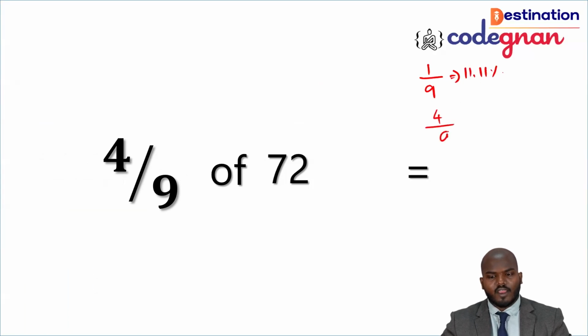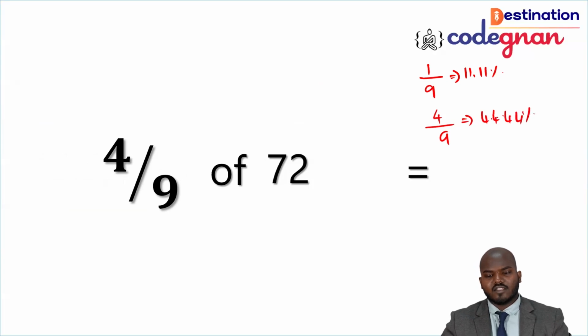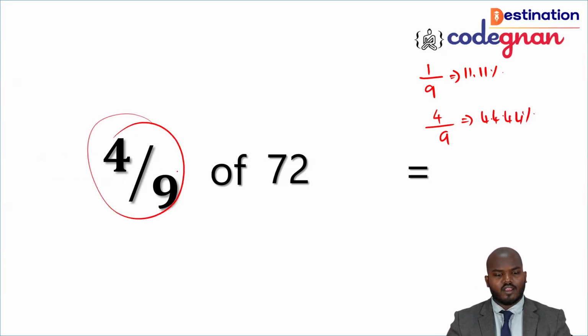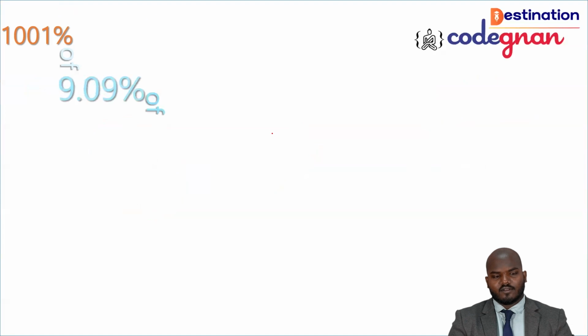If I make it 4 by 9, it will give you that 44.44, right? So that is the logic we have converted into 4 by 9. And 9 times 8 we can call 72, and 4 times 8 we can call 32 here. Okay, so I have the value here. So it's a loop chain, but let's see.